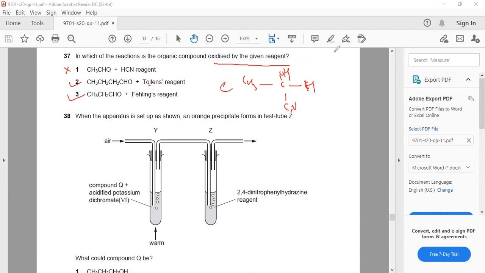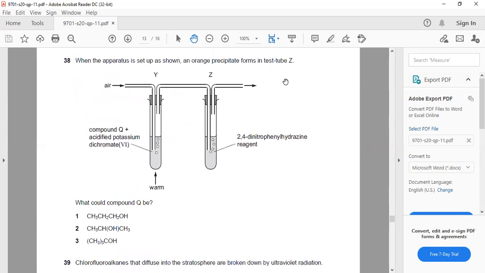See, Tollens and Fehling solution reagents are oxidizing agents. Write down, they oxidize aldehyde into carboxylic acid. Okay. Compound Q, dichromate. Achha, here Fehling orange PPT. It means here is aldehyde or ketone.